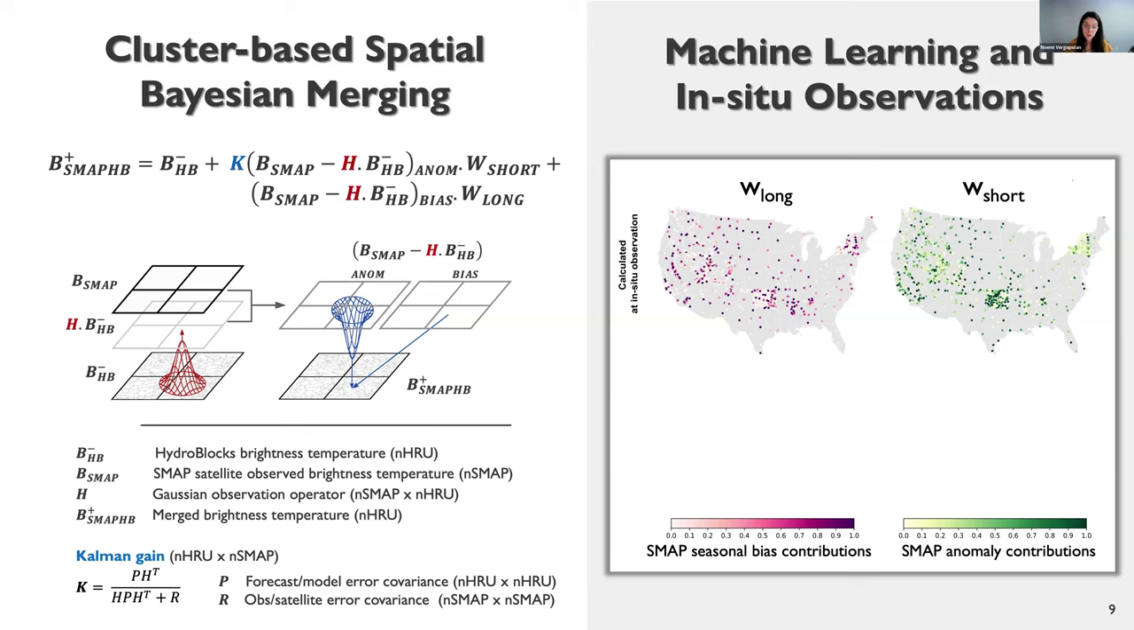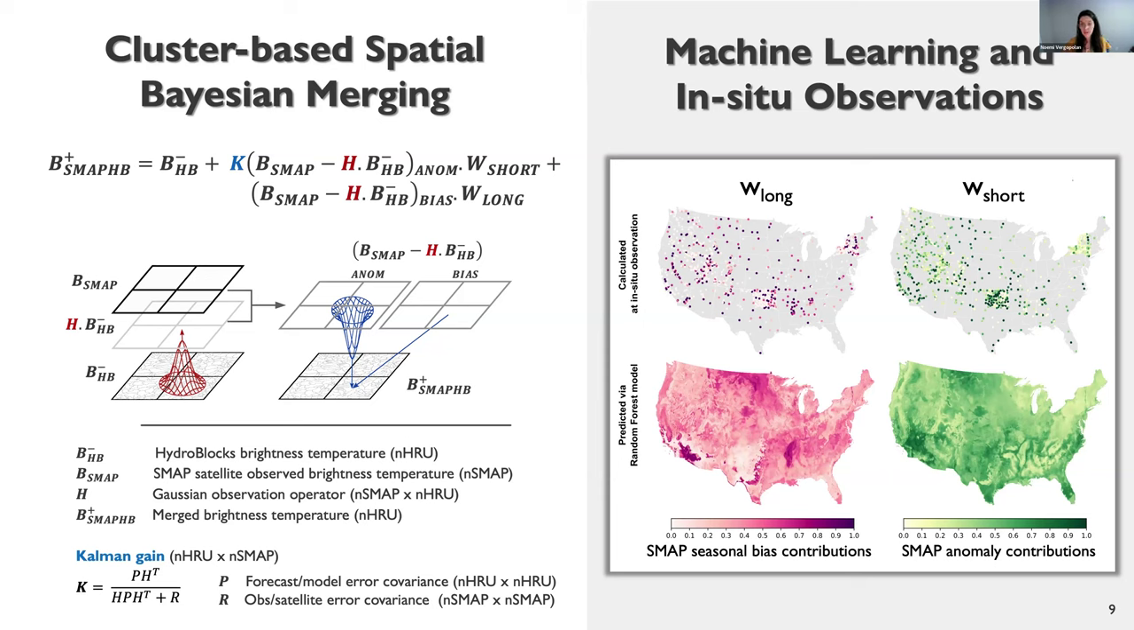And effectively train this random forest model to learn what would be the optimal nudging coefficient for the seasonal bias contribution and the short-term anomalies for each of these in situ observations over the US. These are what we call the training in situ sites, right? So once this model is trained, since the predictors for these variables are available at continental scales, we can effectively apply this model to map what would be the contributing factors everywhere in the US. So now we can effectively apply this data assimilation merging using the W short and W long parameters that we learned from ancillary data and soil moisture in situ observations. But the interesting part of this approach is that we can actually look into these maps and interpret what we can learn from the data and from the processes that are going on.